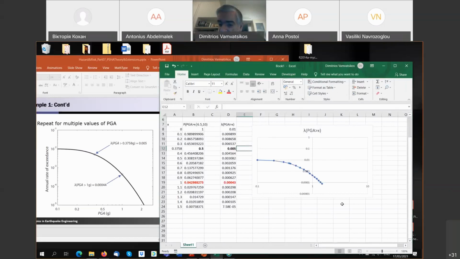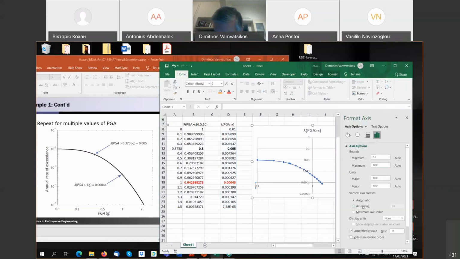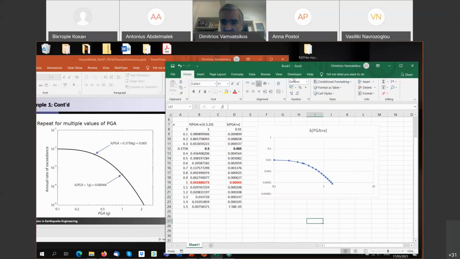Any questions over here? Axis value, 0.001. Yep, your first hazard curve. Should be the same. It is the same. Any questions? You play with Excel, you can repeat all these examples very easily. No problems. Okay.